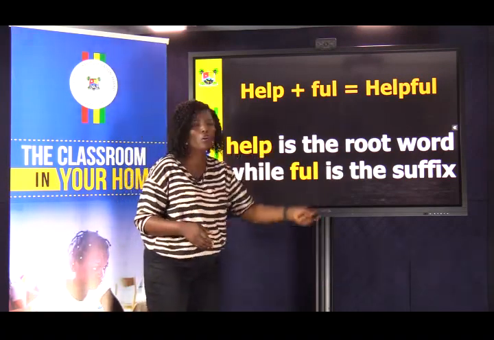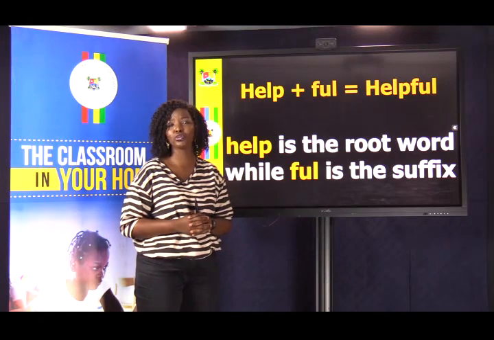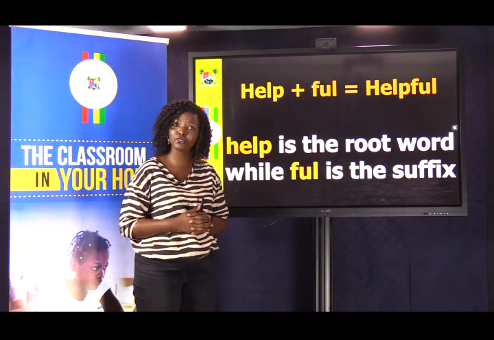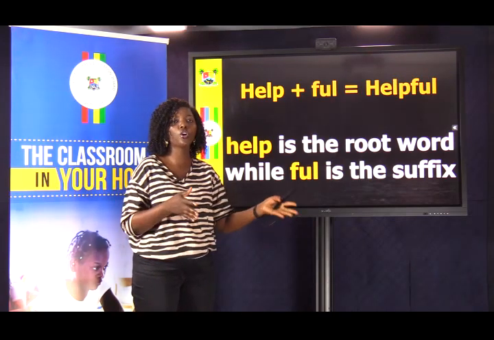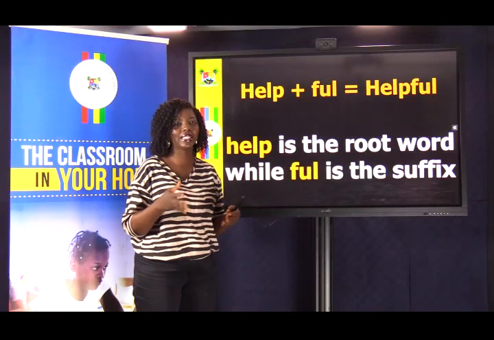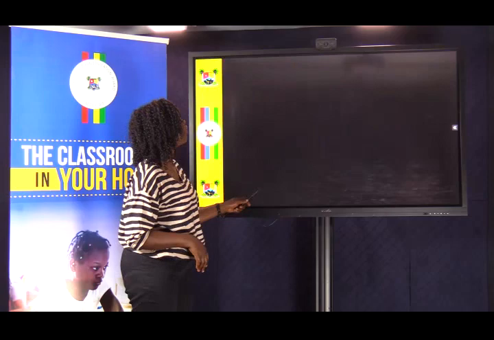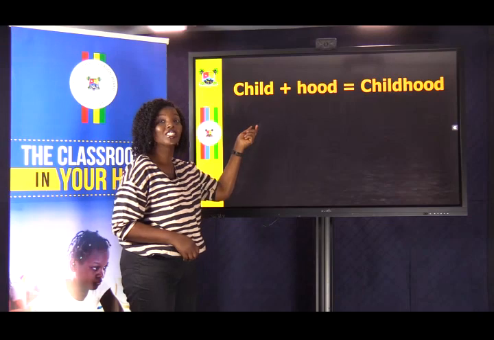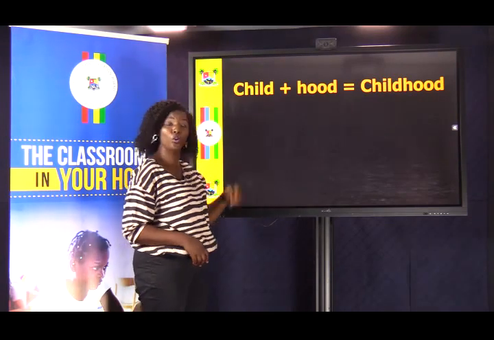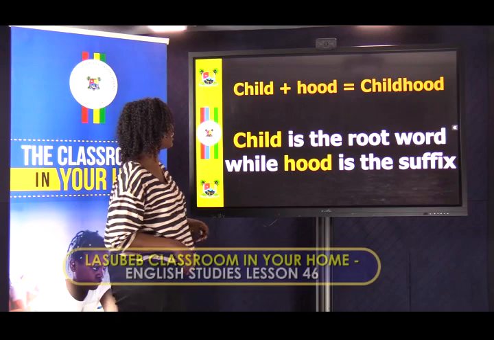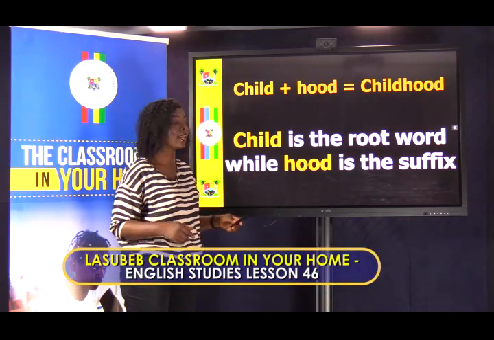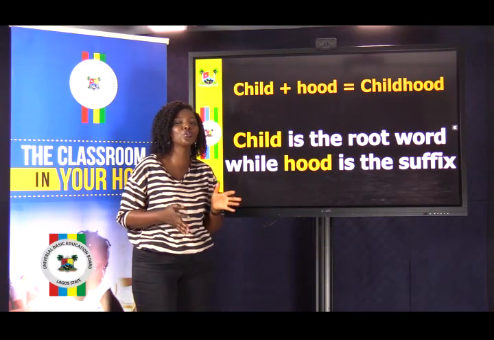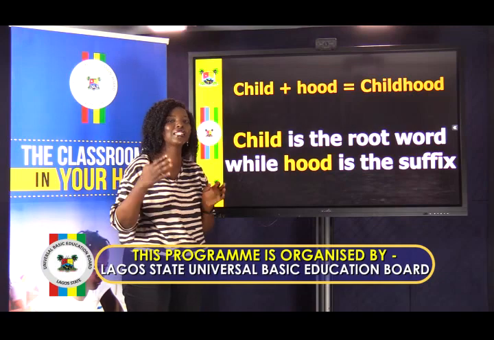But we have helpful. Oh, that book is so helpful to me. That friend has been very helpful to me. Usage of what, right? So it comes in a different angle when using it in a sentence. Okay, we move to the next example, which is child and ood. Of course, child is the root word, while ood is the suffix. Don't forget I said when you add a suffix to the root word, it comes with a different meaning.